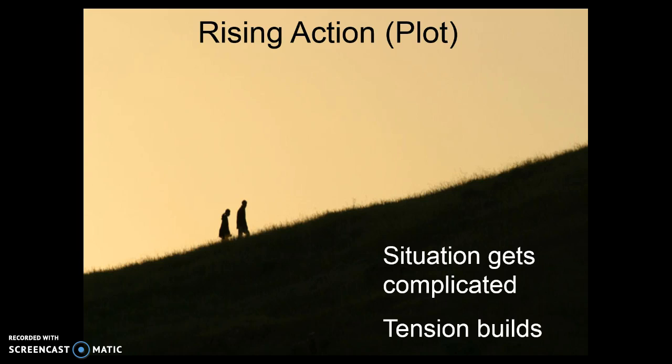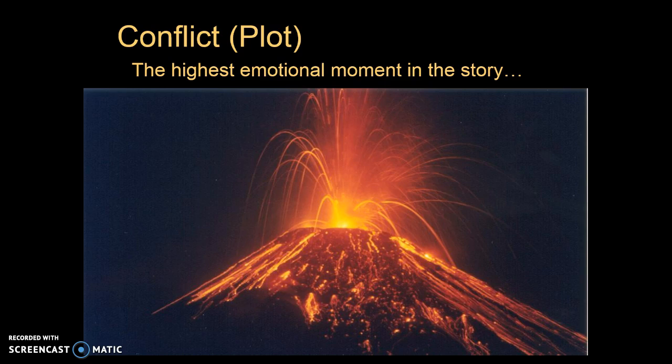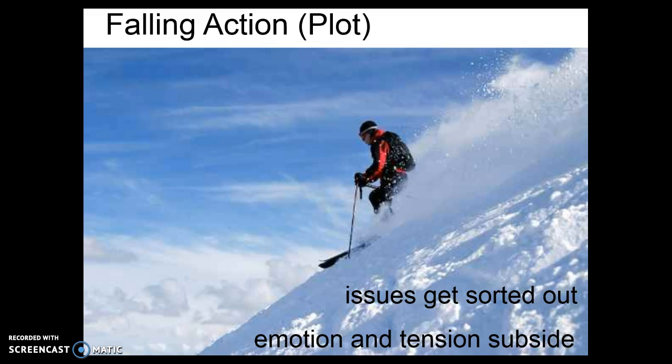And then there's the rising action, where the situation gets complicated. There's a tension that builds. Something happens. And it's kind of like an uphill battle, right? They're journeying until it reaches this holy mega conflict moment, which is the climax, the highest emotional moment in the story. Something huge happens, good or bad. I like to think of it as a volcano exploding. Then there's the falling action, where issues get sorted out, and emotion and tension subside.